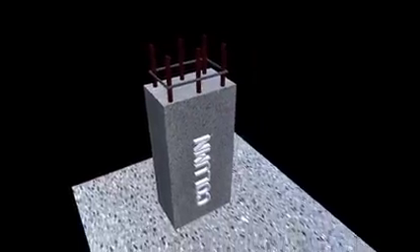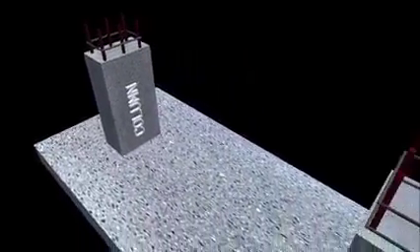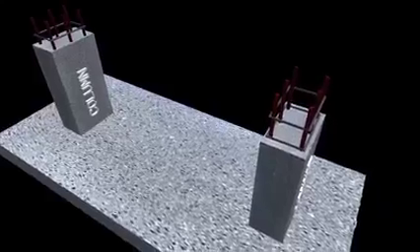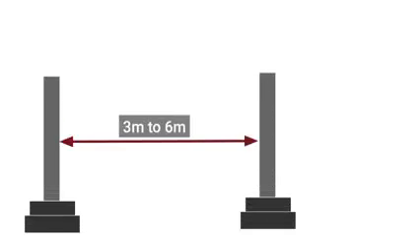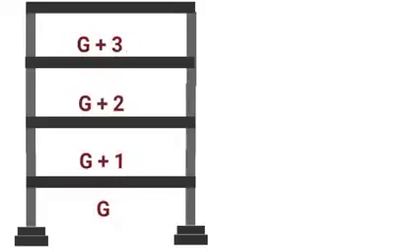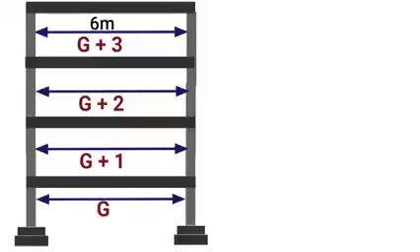Now coming to the main topic. Whenever we need to construct a residential building, the distance between two columns should be kept between 3 meter to 6 meter or 10 feet to 16 feet. This distance can be increased in case of high-rise buildings by executing post-tensioning method. Since we are talking about residential buildings up to G plus 3 story, the maximum span should be limited to 6 meter or 16 feet.